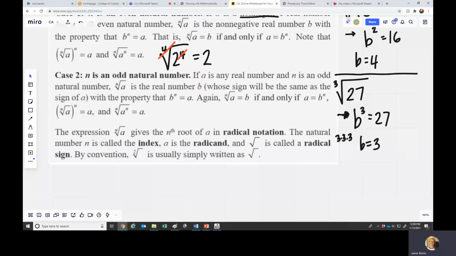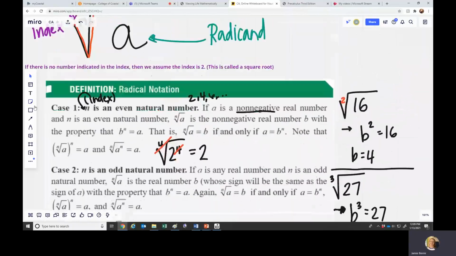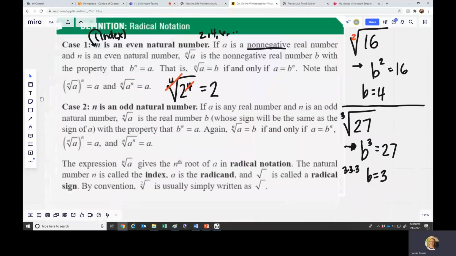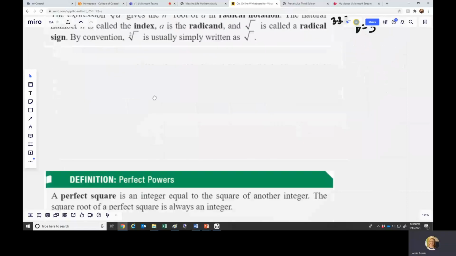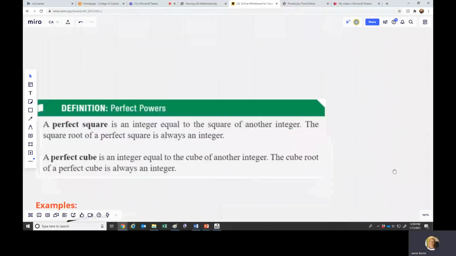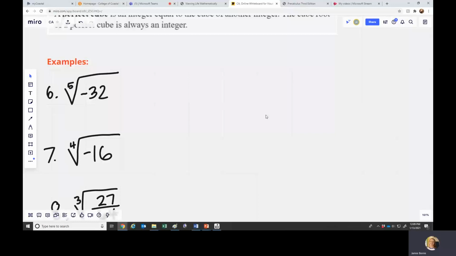This paragraph down here, this is what I talked about up here at the top, so we'll skip that. All right, and then we talked about perfect squares and perfect cubes, so let's jump to our examples.